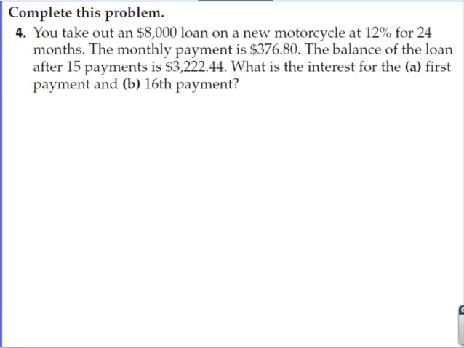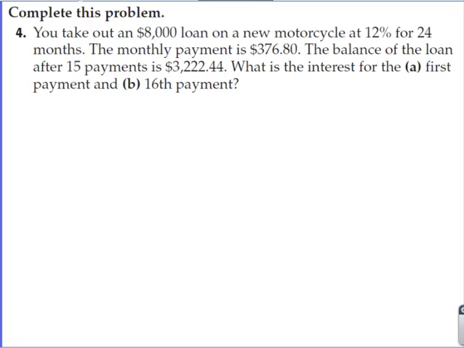Okay, complete this problem. You take out an $8,000 loan on a new motorcycle at 12% for 24 months. The monthly payment is $376.80. The balance of the loan after 15 payments is $3,222.44. What is the interest for the first payment and the 16th payment? Okay, I'm going to push pause, give you all a couple minutes to do this. Let's go ahead and work this.